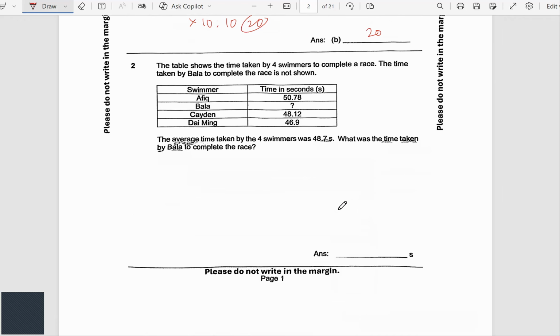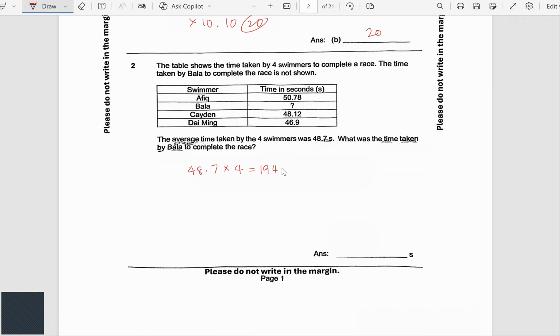Question 2, table shows the time taken by 4 swimmers to complete the race. The time taken by Bala to complete the race is not shown, which is this question mark here. Average time taken by the 4 swimmers was 48.7 seconds. What was the time taken by Bala to complete the race? So if you're given the average of 4 swimmers, you can find the total. So you take the average, then you times 4.